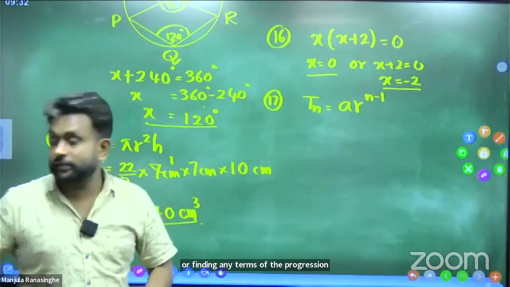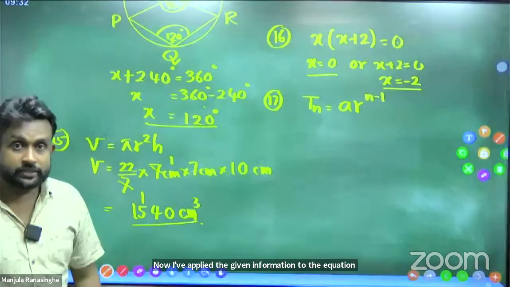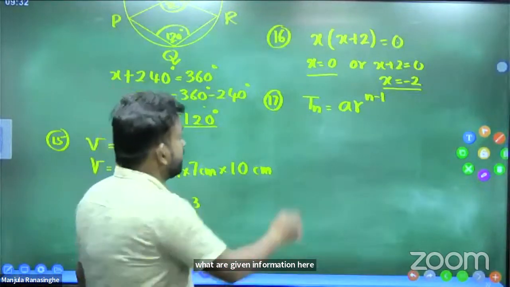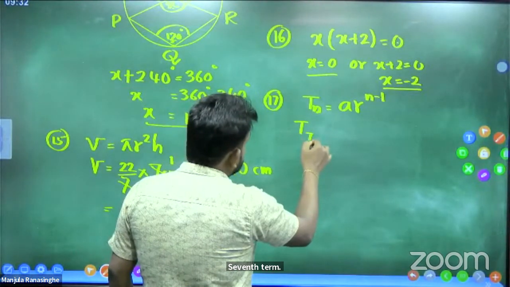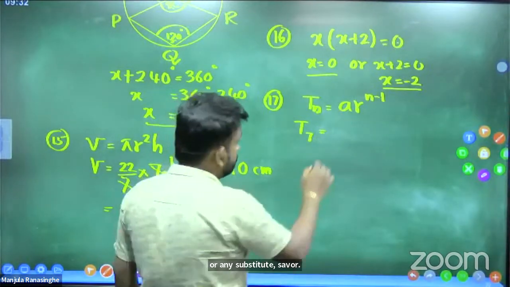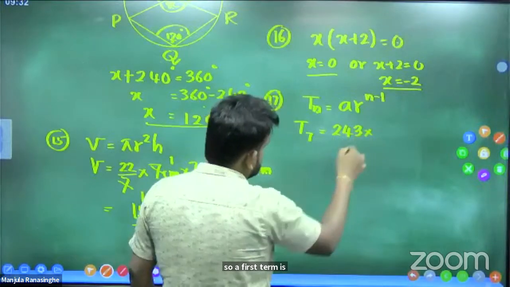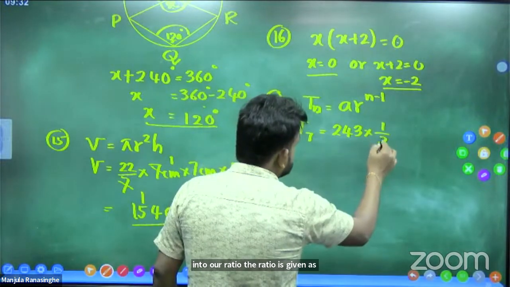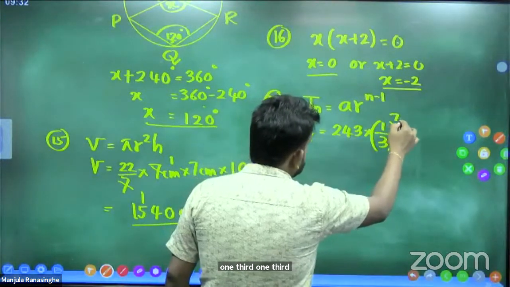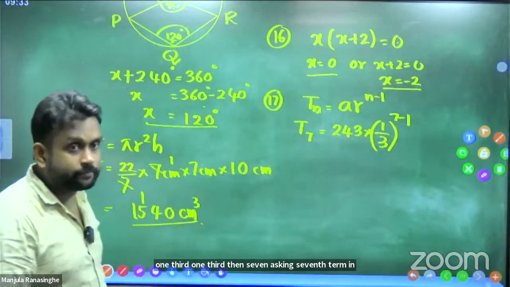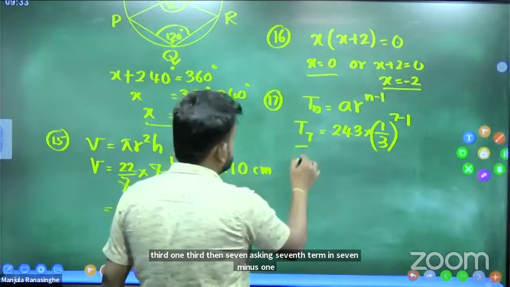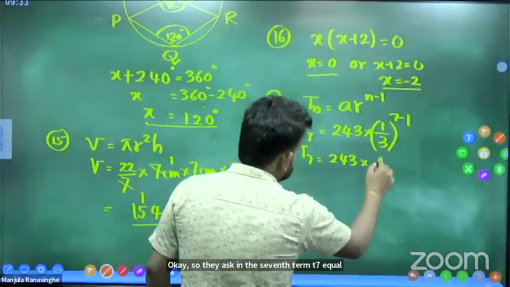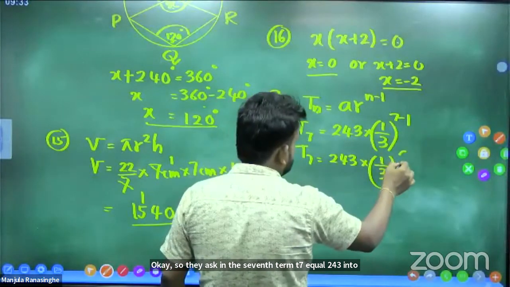Now, apply the given information to the equation. What is the given information here? The seventh term is given, so n means 7. For n you substitute 7. The first term a is 243, into the ratio r, which is given as 1/3, to the power 7 minus 1. So T7 equals 243 into 1/3, to the power 7 minus 1, which means 6.